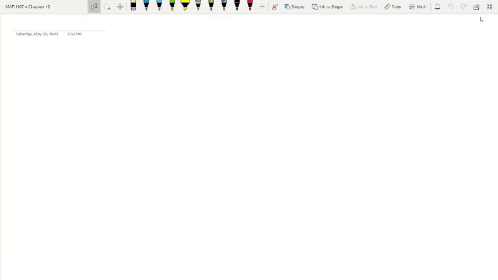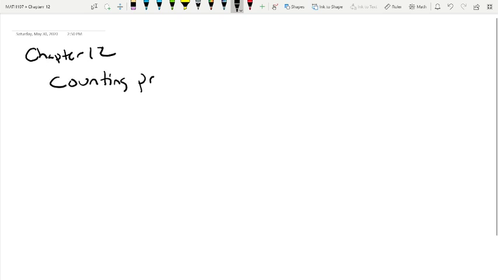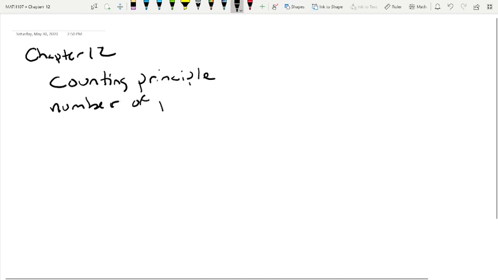So the next chapter then is going to be chapter 12. So it deals with probability stuff. And so first off, we can call the counting principle. Basically it is the number of possible outcomes for an event.